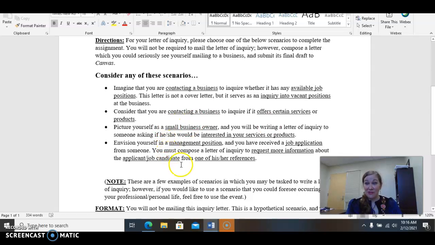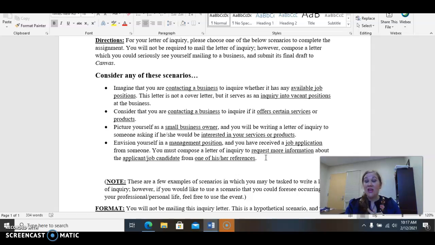Also, another scenario you could have is envision yourself in a management position, okay? Because one day you may want to be a supervisor, and you have received a job application from someone that wants a job within your business. You may want to compose a letter of inquiry to one of the applicant's references, because in many cases, when you're in a supervisor position, you're going to get stacks of resumes and cover letters, and those are going to have references. You are going to have to reach out to those individuals. Sometimes you do it by phone to verify the information that the applicant gave, who their last supervisor was, their last job, because you need to ensure that they're legitimate.